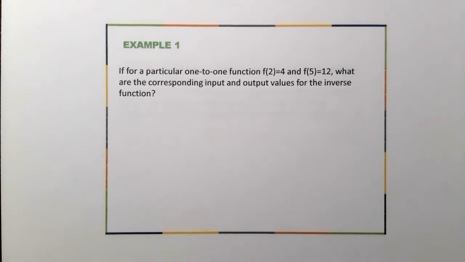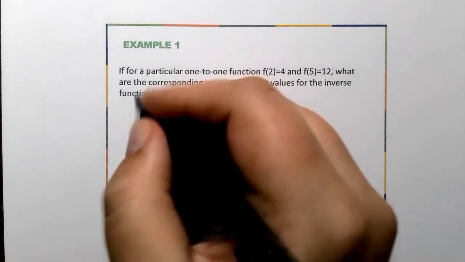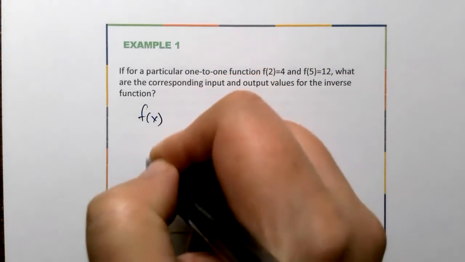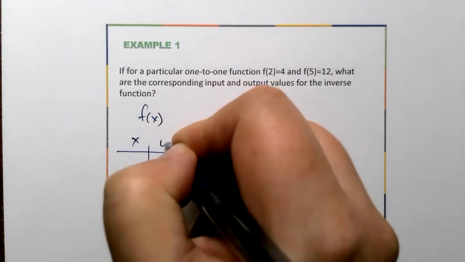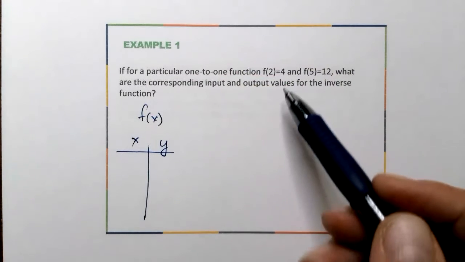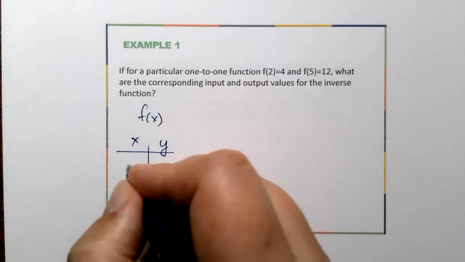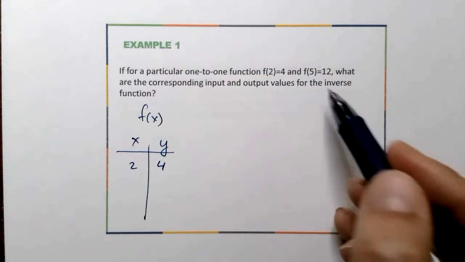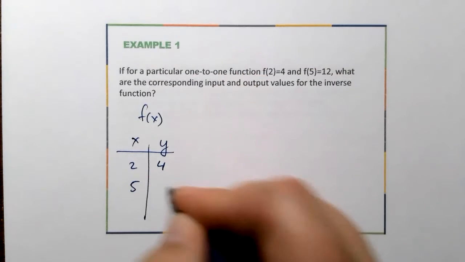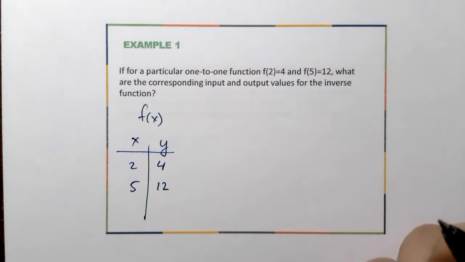So here's our example number 1. If a particular one-to-one function has f of 2 equals 4 and f of 5 equals 12, what are the corresponding input and output values for the inverse function? So for f of x, we have the inputs and outputs as follows. The input is 2, the output is 4. And then when the input is 5, the output is 12.